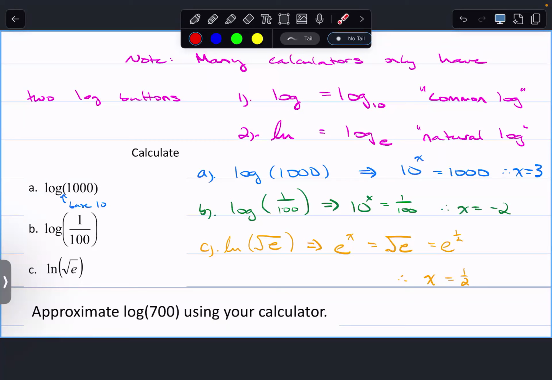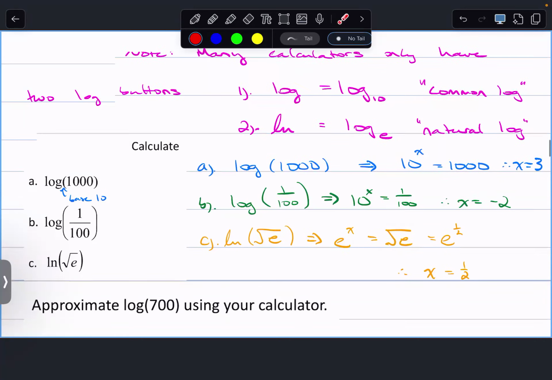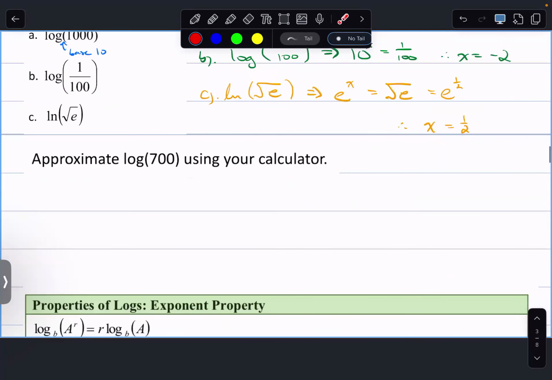Nice. So a lot of these you'll be able to confirm with your calculator. But it is nice to know those relationships between the exponents and logs, especially for later. What if you have to approximate log base 10 of 700 using your calculator?